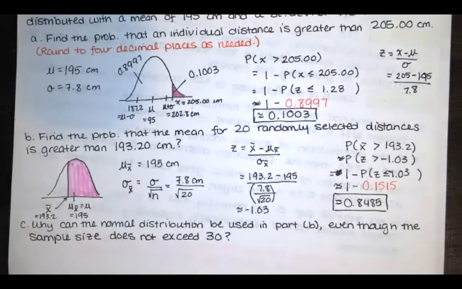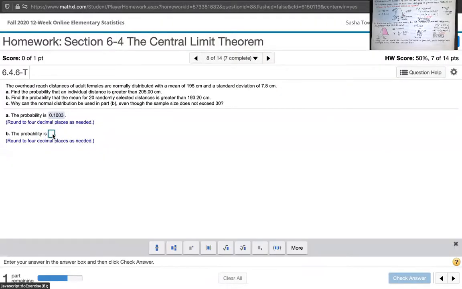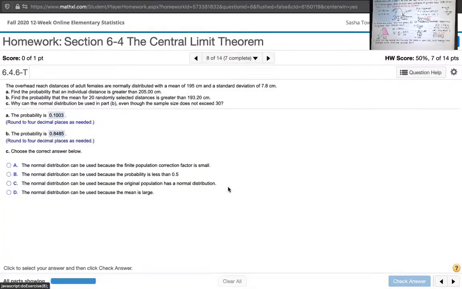Okay, let's go back to our homework assignment. Trying to find that window. There it is. Okay, we're asked for that probability, and to 4 decimal places, that's 0.8485 if we're just using table A2. Okay, answered that correctly. Good. Awesome. Fantastic, they say.